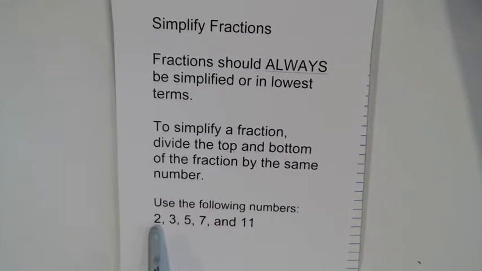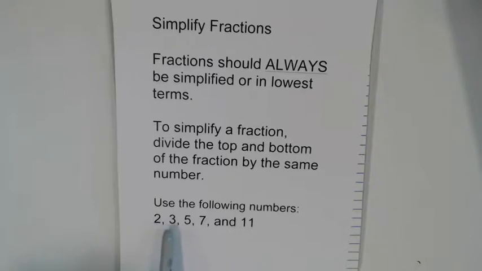If 2 will go into the top and the bottom, you divide each one of those numbers and write the new numbers down. If you try to divide the top or the bottom by 2 and you get a decimal, then you can't use 2. If you use 2 once, then try it again. Keep using 2 as long as it will go in the top and the bottom number. Keep dividing the top and the bottom by 2 until 2 doesn't work anymore.